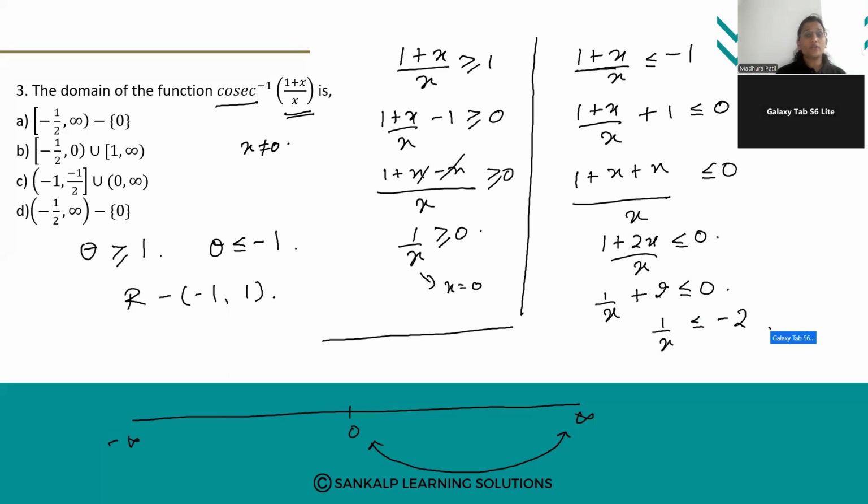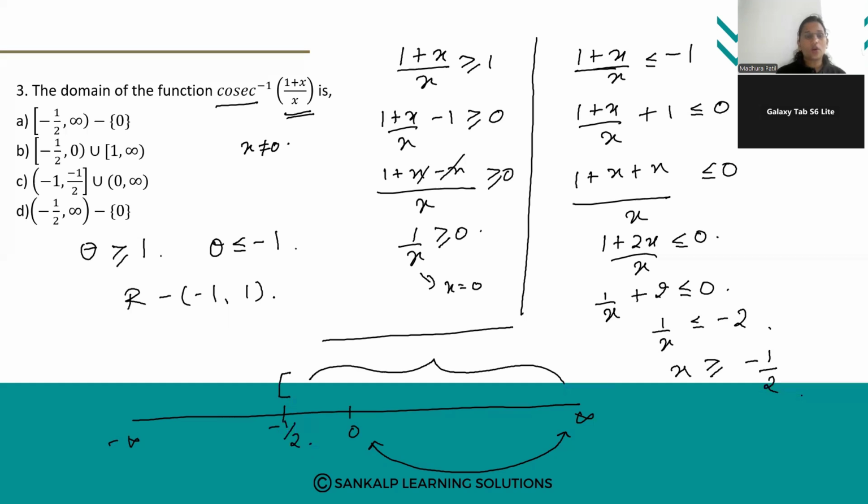We are trying to solve for x, so I will take the reciprocal on both sides. The reciprocal of 1 by x is x, and of minus 2 is minus 1 by 2. But please take care, when you take the reciprocal, the inequality gets reversed. So what this says is all the real numbers which are greater than or equal to minus 1 by 2. Minus 1 by 2 is included. So this is the value for the second one.